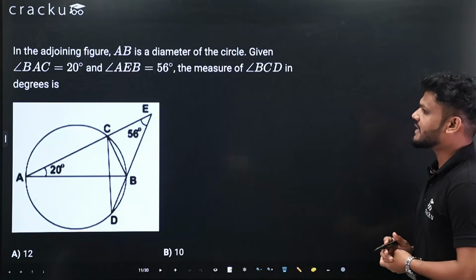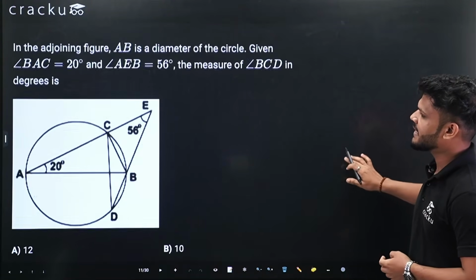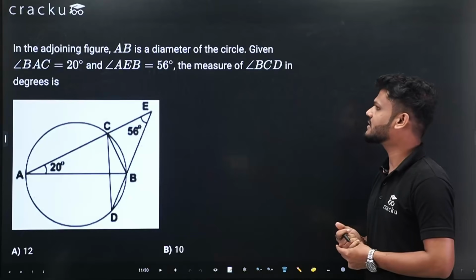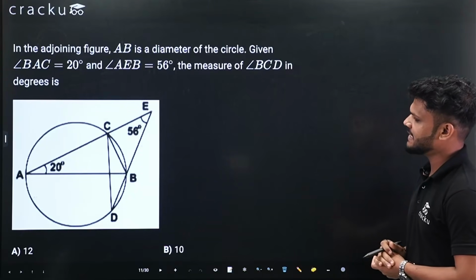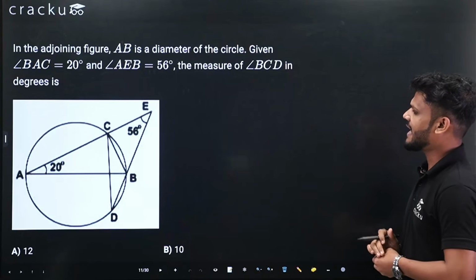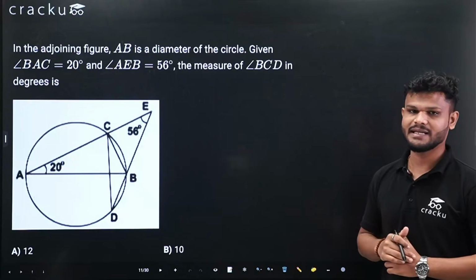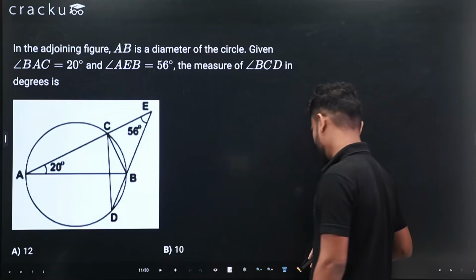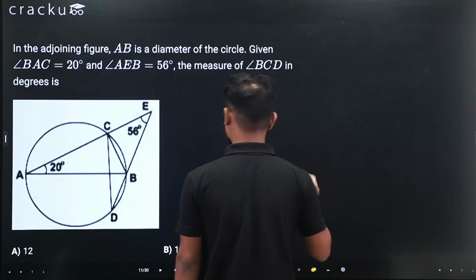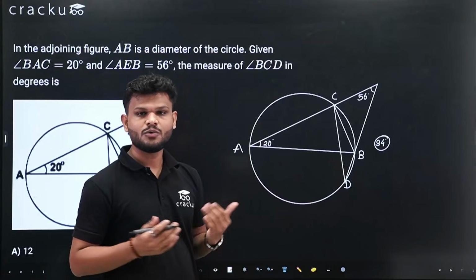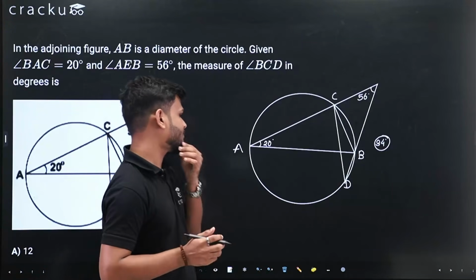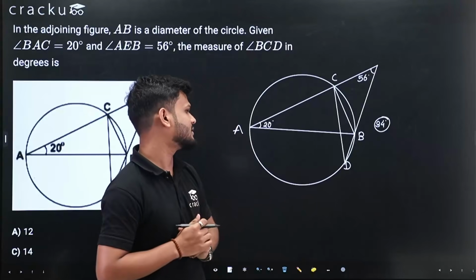In this question, we are asked: in the adjoining figure, AB is a diameter of the circle, given angle BAC is 20 degree and angle AEB is 56 degree. What is the measure of angle BCD? Let us first draw the figure. Now, this is the diagram given to us. How can we proceed further?